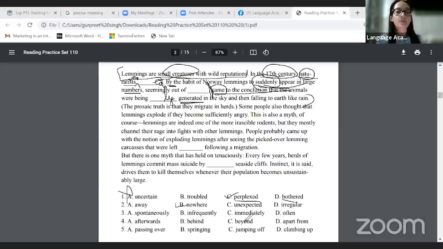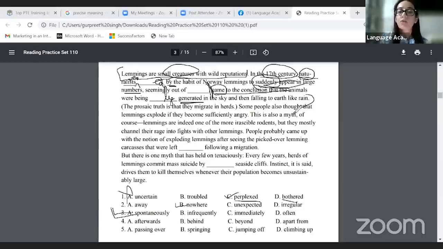Immediately means right now. So can we say animals were being right now generated in the sky? That's not possible. Infrequently means not frequently. But the answer should be spontaneously, because spontaneously is an adverb which has two elements. One is something happening in the nature, means it's not planned. It happens sudden. The element of sudden is there, and the element of something which happens by nature. Something happening on its own, which nobody planned about. So that is why we are going with spontaneously, because this is what the context was saying, that they suddenly appear, and they appear from the nature. We don't know where they come from.